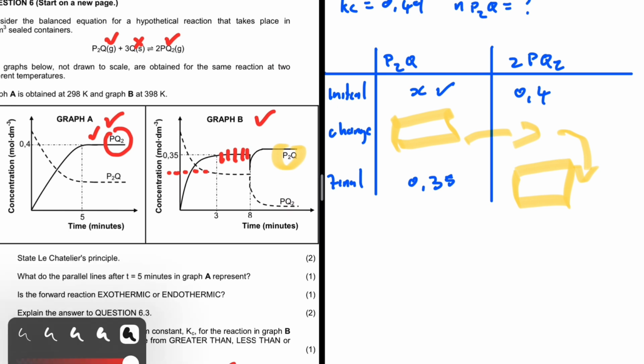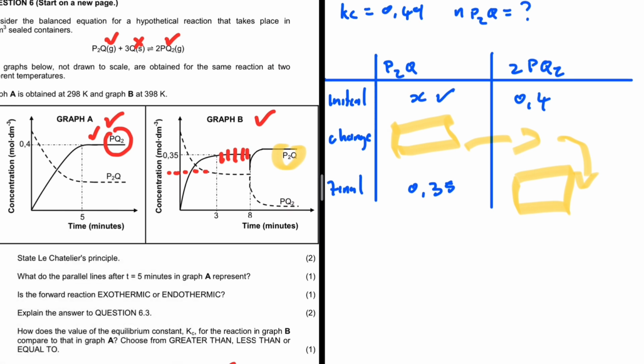Initially, the concentration of P2Q is less than 0.4, right? At equilibrium, it is at 0.35. So we cannot actually tell whether this value is less than 0.35 or greater than. Why am I saying we can't tell? We can't tell because the graphs are not drawn to scale. This can be 0.39, right? Because it's not drawn to scale, so we cannot decide anything.